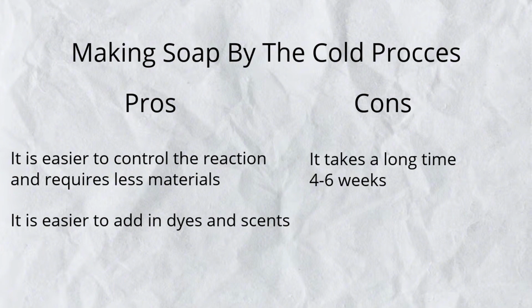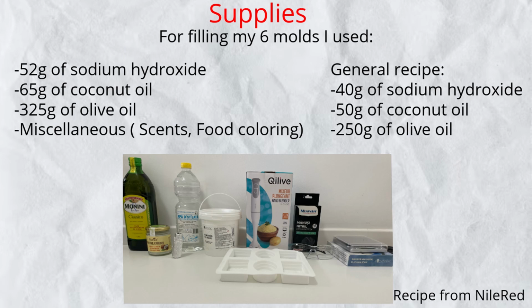Making soap by the cold process is a more forgiving and beginner-friendly way to make soap. It requires fewer materials, however, it takes a longer time for the soap to cure and become hard. The general rule of thumb is that for every 40 grams of sodium hydroxide, you should use 50 grams of coconut oil, 250 grams of olive oil, and 100 milliliters of distilled water, which I forgot to mention in the slide.